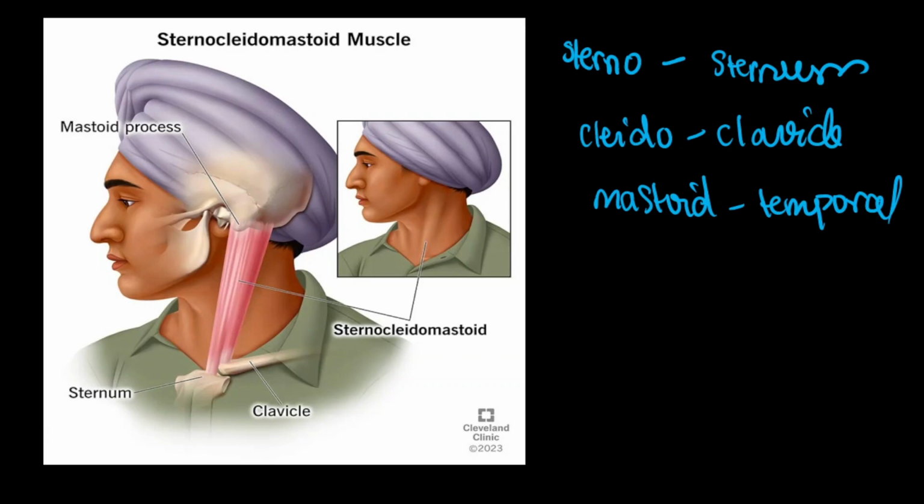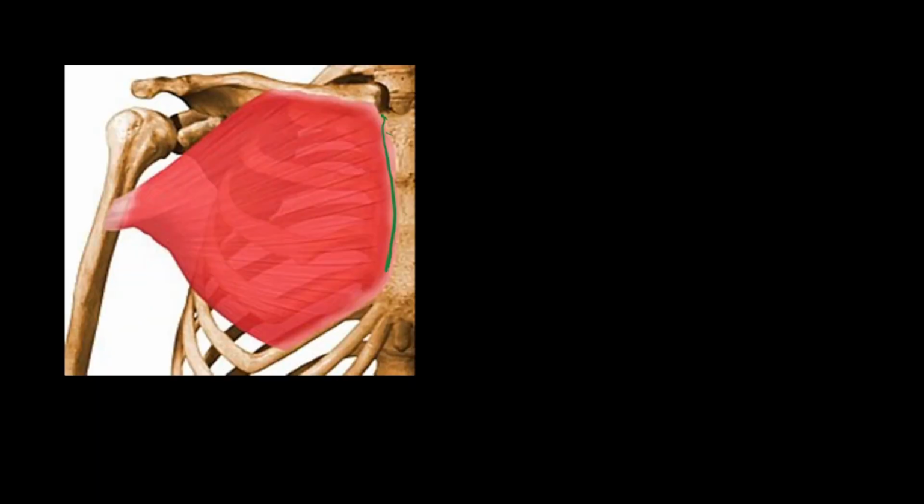It has an attachment to the sternum as well as to the clavicle, which we are considering in this video. Okay, so this is the sternocleidomastoid muscle. The next muscle we would be considering is the pectoralis major. The pectoralis major has the clavicular head as well as the sternocostal head that we have here.